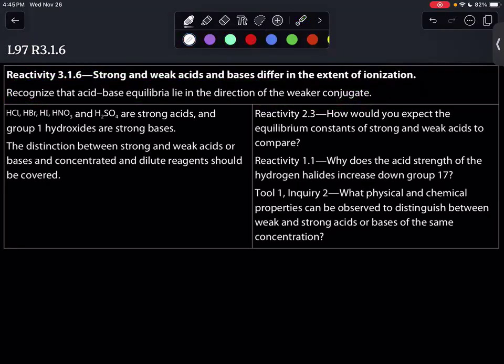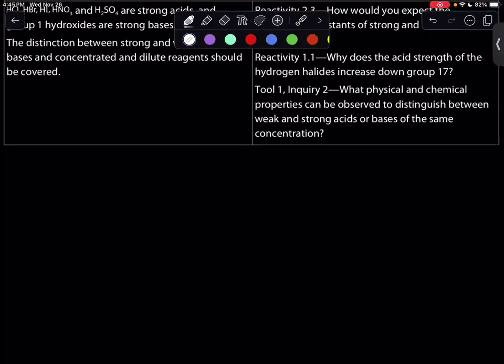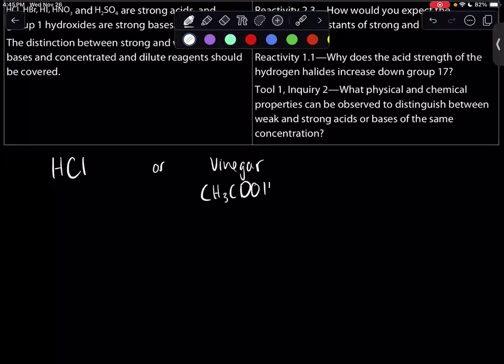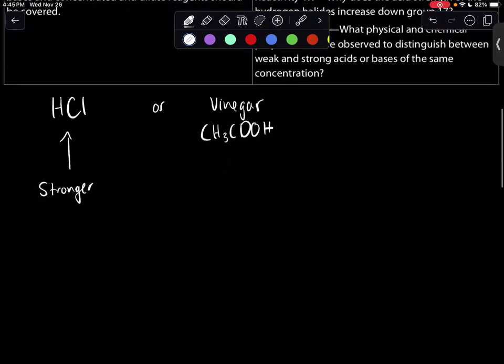So when we look at acids and bases, you generally can think of a couple different ones. Maybe you look at HCl, hydrochloric acid, or vinegar, which is CH3COOH, or ethanoic acid, an organic acid. Generally, you understand that HCl is stronger. It's more acidic. You can even think about it as in your stomach. So we know that certain acids are stronger than others.